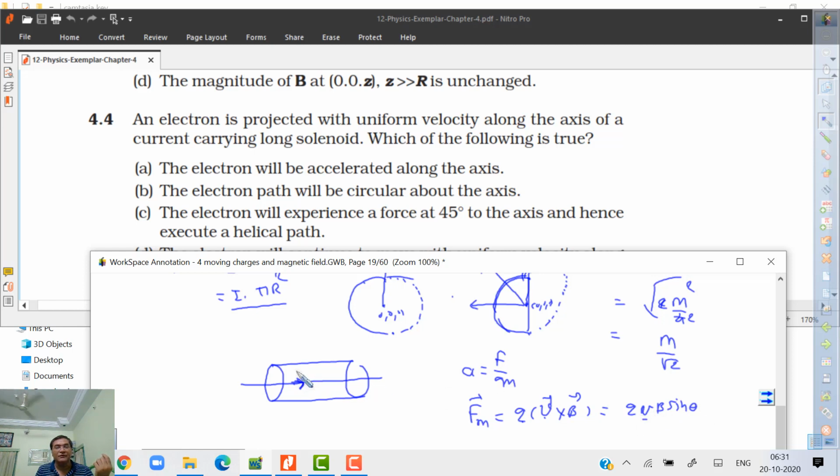So what is V? V is in this direction. Where is the magnetic field? The magnetic field is also along the axis. You know it, for a solenoid the magnetic field is along the axis. So theta equals 0. So force equals 0. No acceleration.